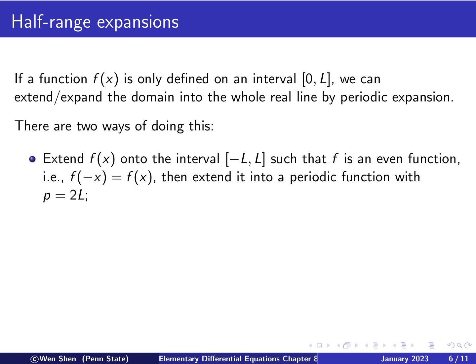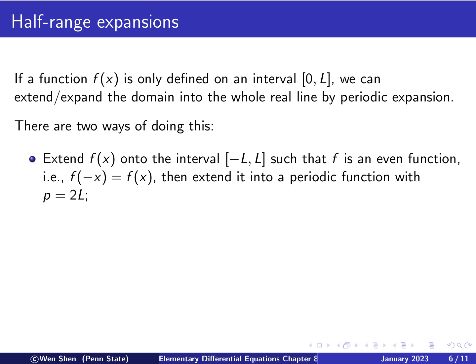So there are two ways of doing this. Let's look at the first way. First way will be I take the function f(x) defined on the interval from 0 to L. I first extend this interval into an interval around the origin from negative L to L in such a way that f becomes an even function. That is, f(-x) equals f(x). This means you can make it on the negative L to 0 interval to be symmetric about the y-axis. Okay, you can take the part from 0 to L, like flip it over and put it on negative L to 0.